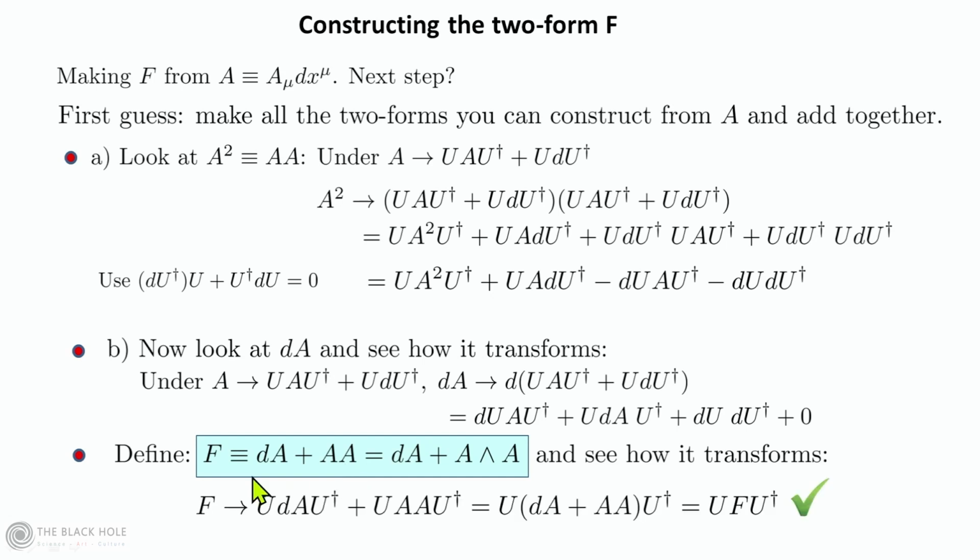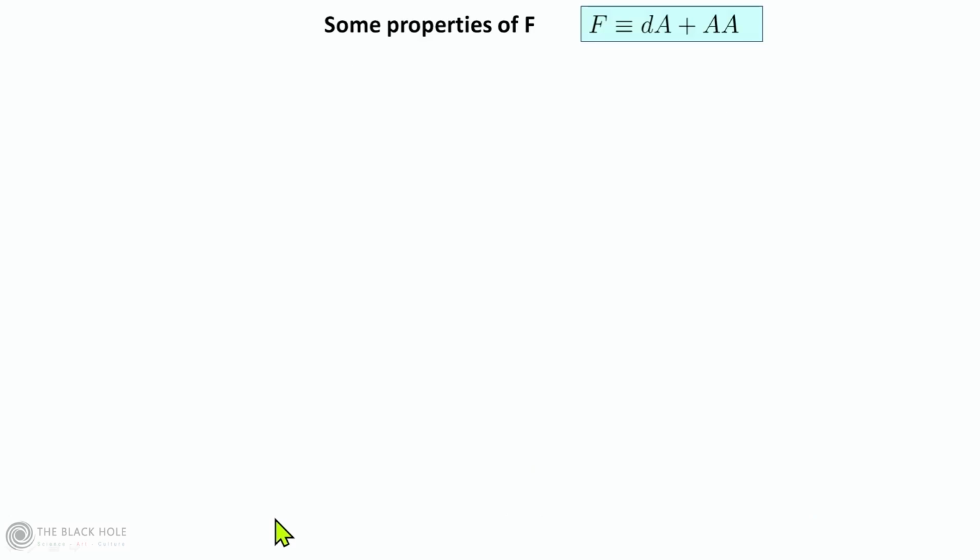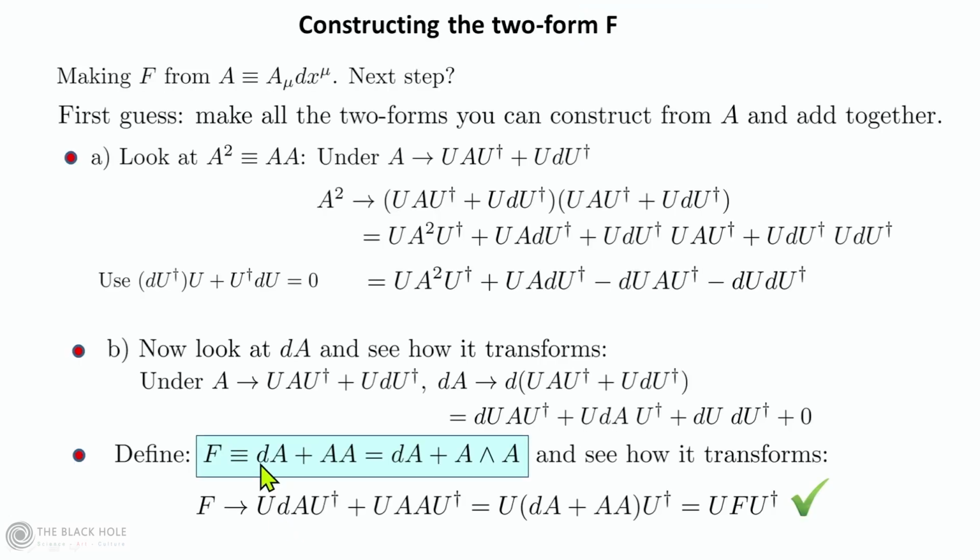Right, and then how does it transform? Well, when A undergoes this transformation, then see what happens to it. So F will go to... we have F is dA, so apply dA to here, you'll get this, and then the next one, you'll get this, and so you get U F U dagger.